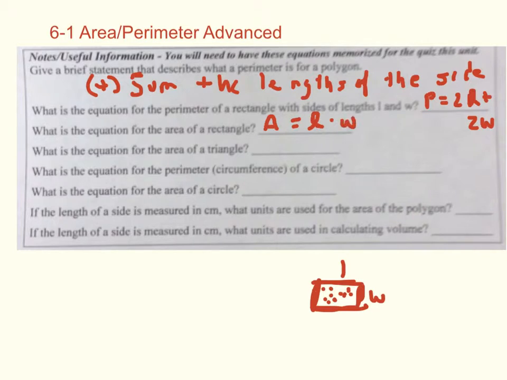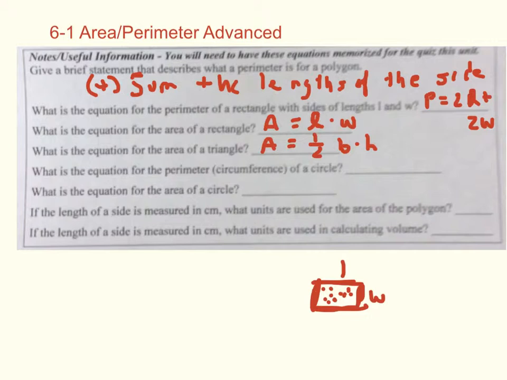Equation for area of a triangle. Area of a triangle is pretty much similar to the rectangle, except it's cut in half. So it's 1/2. You could say length times width, but usually with a triangle they call it the base and the height. The key here is that the height and the base need to be perpendicular to each other. If you have a slanty triangle, you're going to have to use some other means to figure out the height.